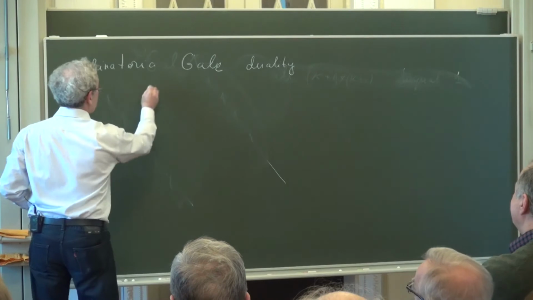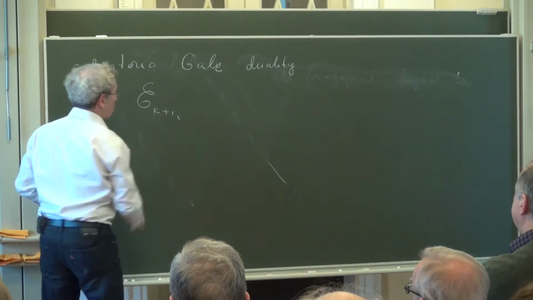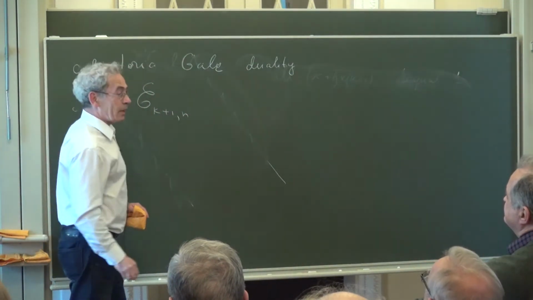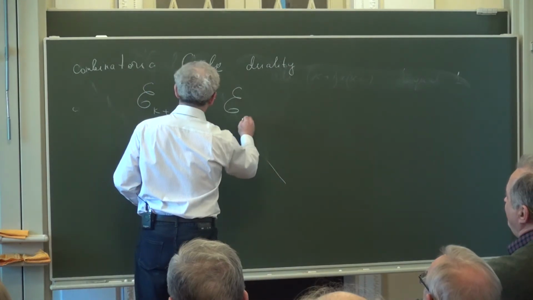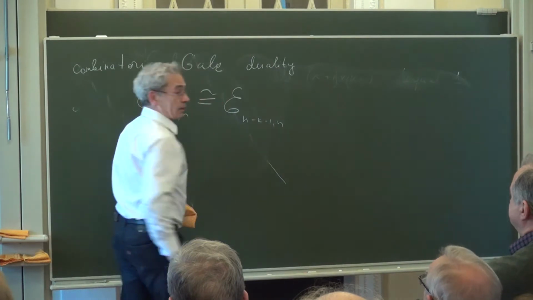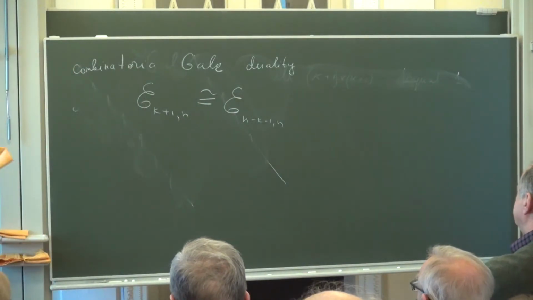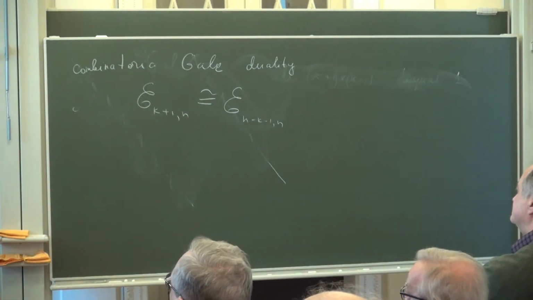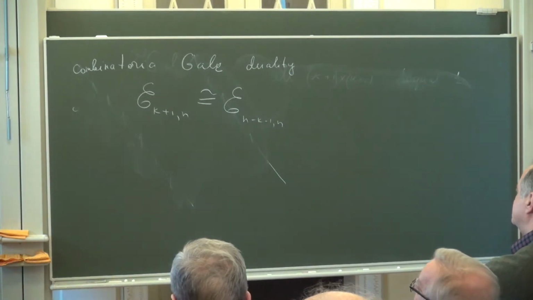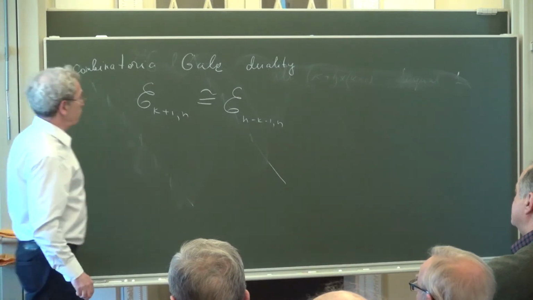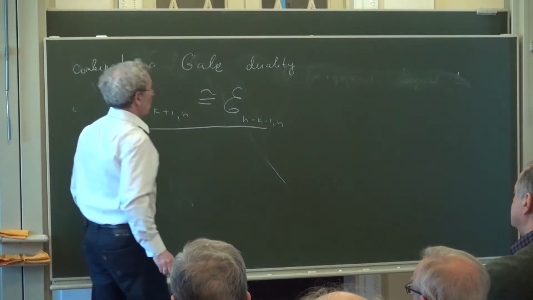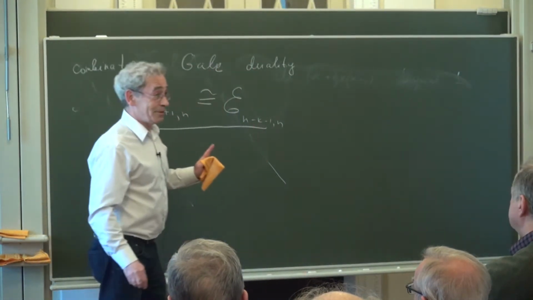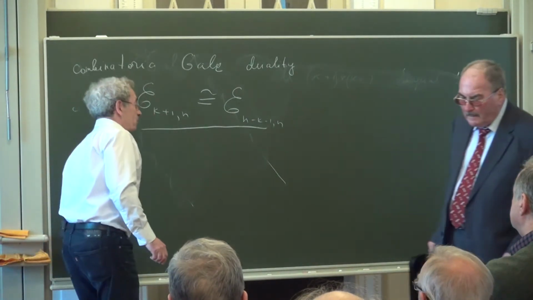which is the duality between the space of operators of differential equations of order k plus 1 with period n, and it's canonically isomorphic to the space of order n minus k minus 1 with period n. This is a duality which is a generalization of classical Gale duality between n-gons in respective projective space. Actually, this duality goes back to Gauss, who observed the following, and this is an example of such duality.